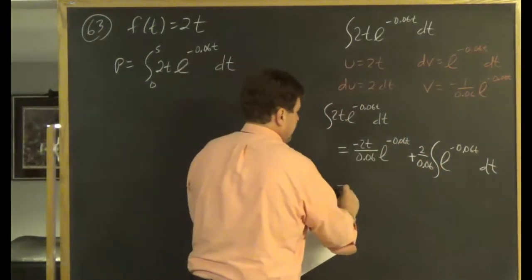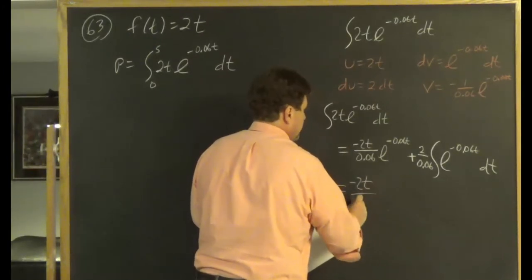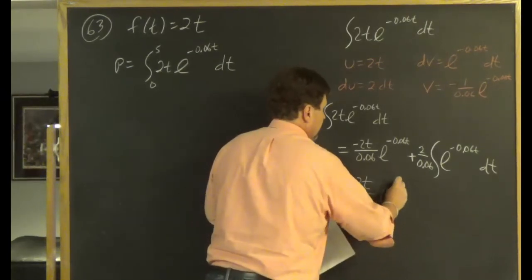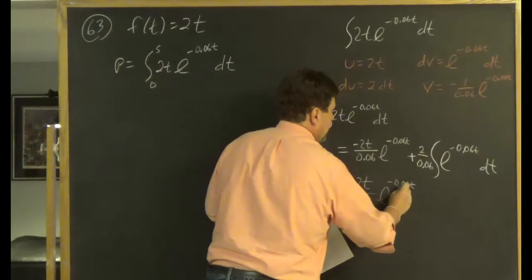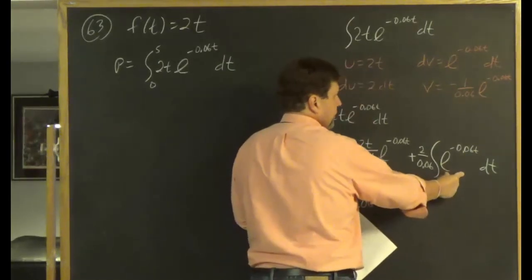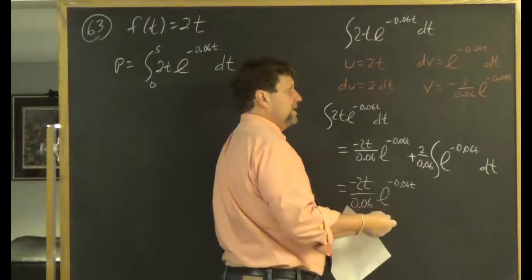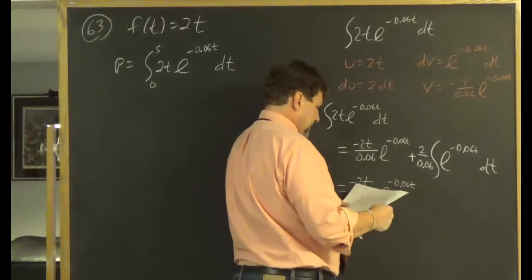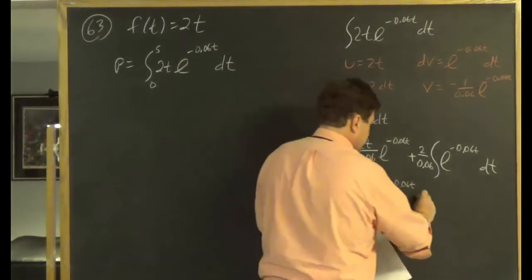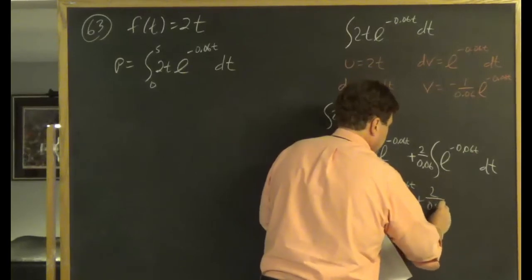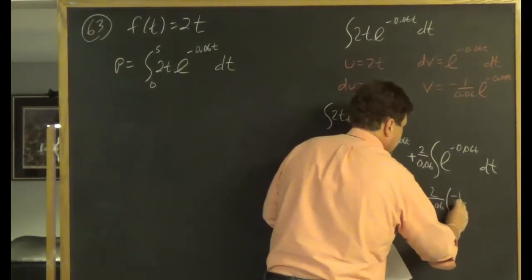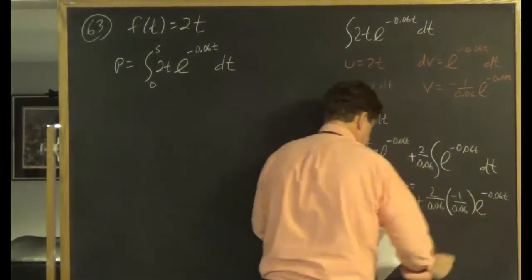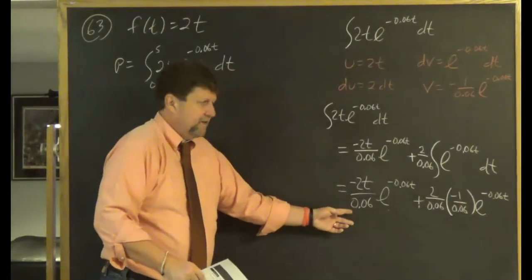So now we get our antiderivative. Negative 2t over 0.06 e to the negative 0.06t. The antiderivative of e to the negative 0.06t, well, we know that antiderivative is that little formula that we developed. It comes in very handy. So that's 2 over 0.06 times negative 1 over 0.06 e to the negative 0.06t. So I have my antiderivative.